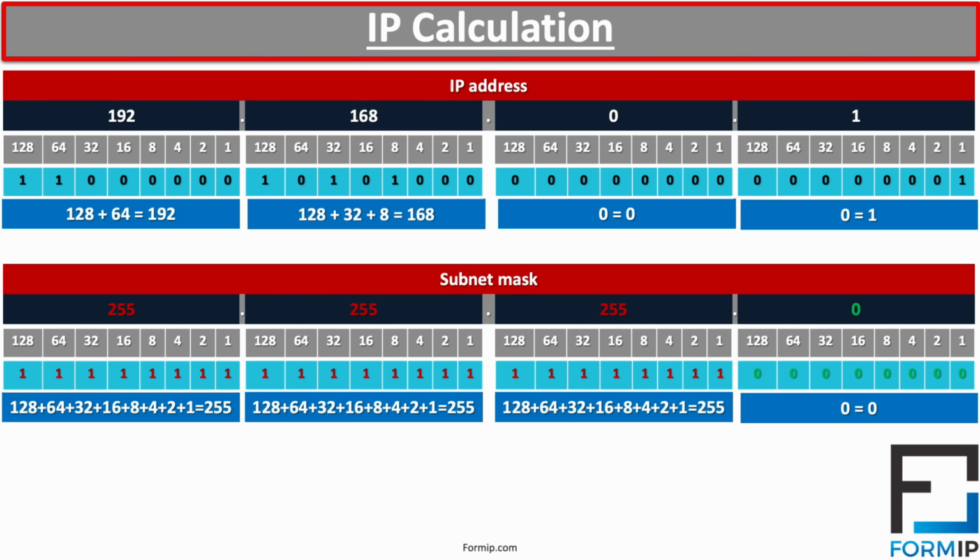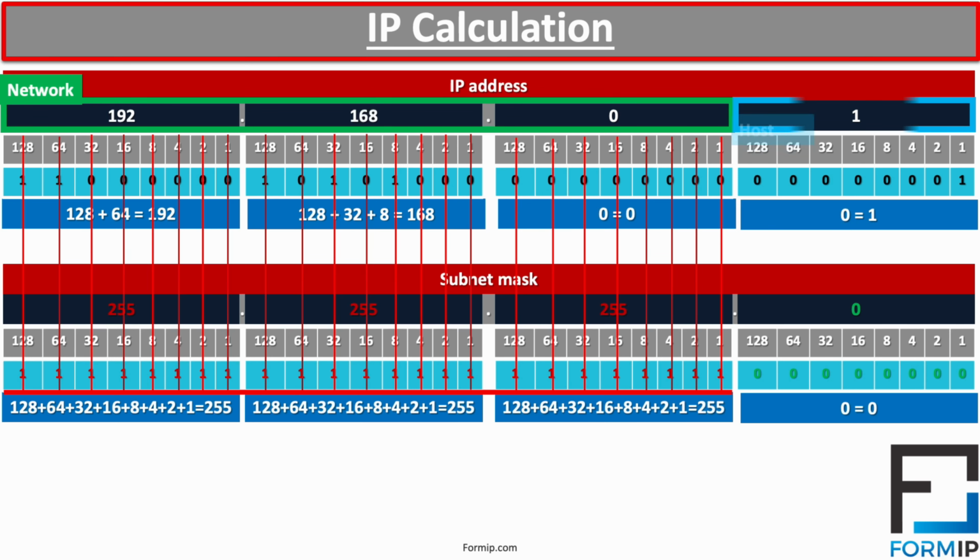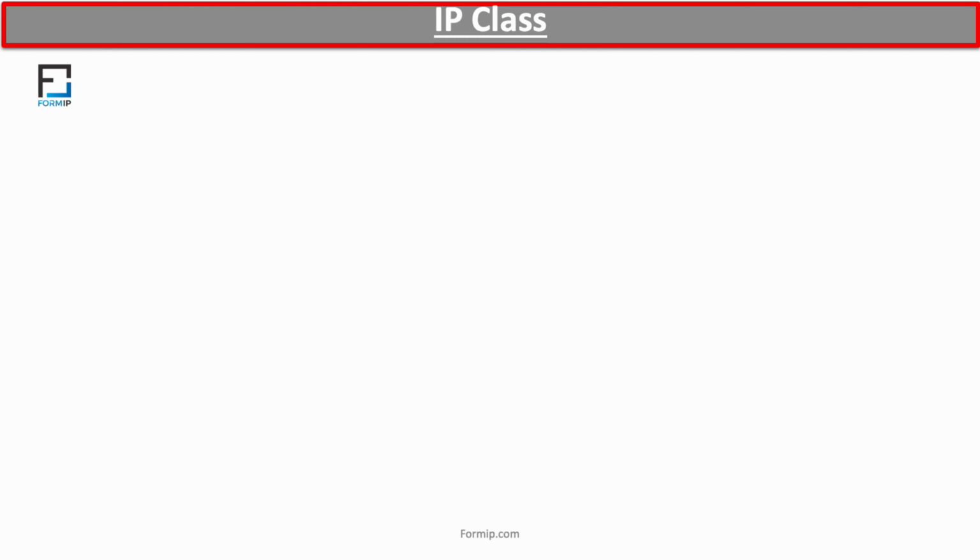To know which part of the IP address is part of the network, you have to base yourself on your subnet mask. The network portion of the IP address corresponds to all the digits 1 of the subnet mask. The number 1 indicates the position of the IP address that defines the network. So, we're going to cross out all the digits in the IP address that align with the 1s in the subnet mask. This way, we can clearly see that the first 3 bytes are the network part and the rest is the host part. We will now talk about the different classes that exist.